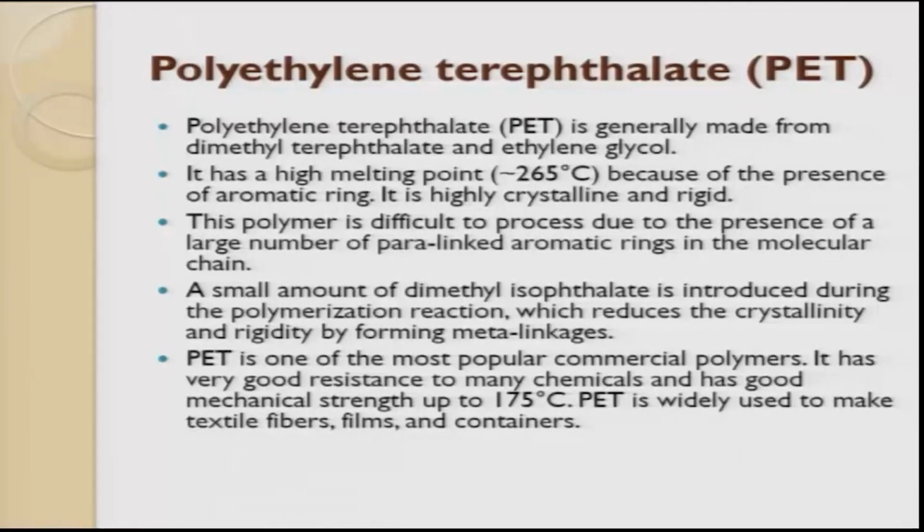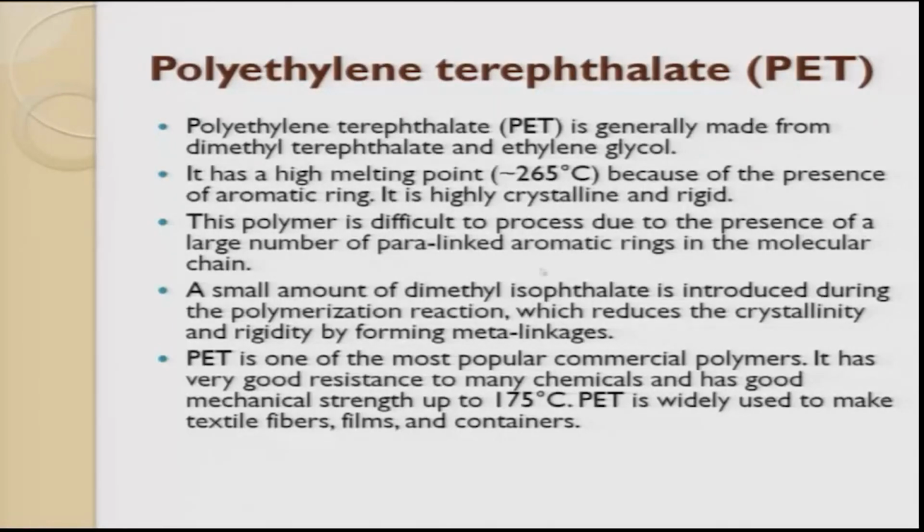Next one is PET. PET is polyethylene terephthalate, generally made out of dimethyl terephthalate and ethylene glycol. So these two mix together to form PET. PET has a melting point of 265. Because of the presence of aromatic rings, it is also highly crystalline and rigid in nature. So this can be used for high strength applications. This polymer is difficult to process due to the presence of a large number of para-linked aromatic rings in the molecular chain. So processing it is slightly difficult because you need high temperature and pressure.